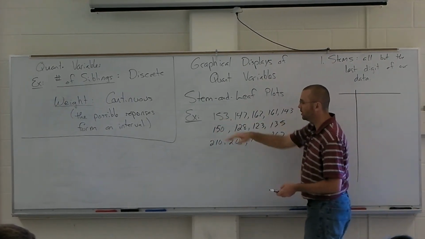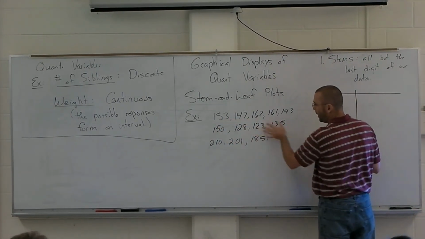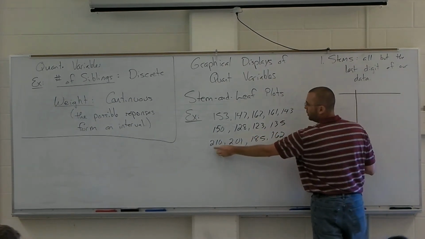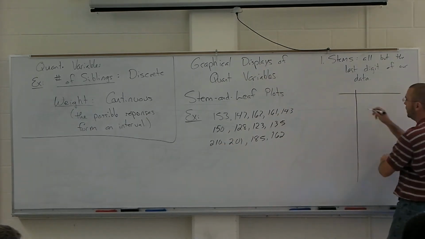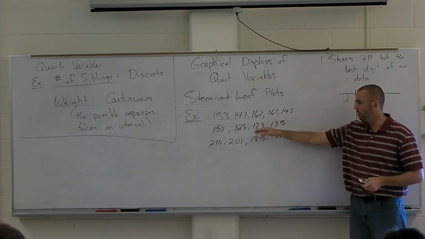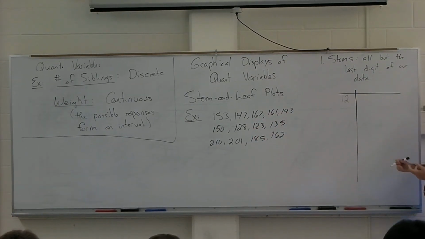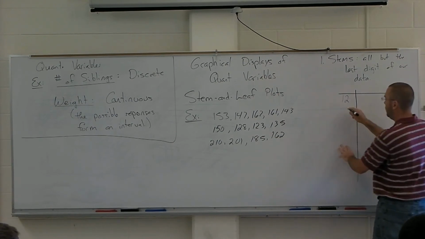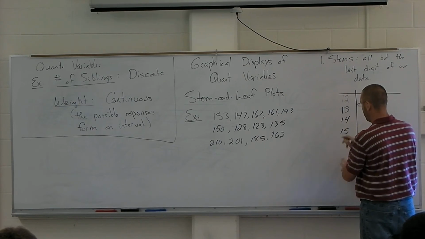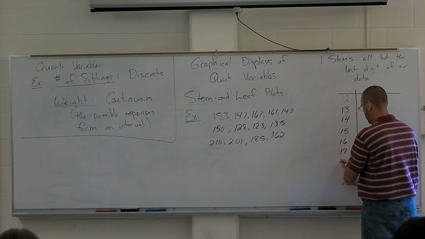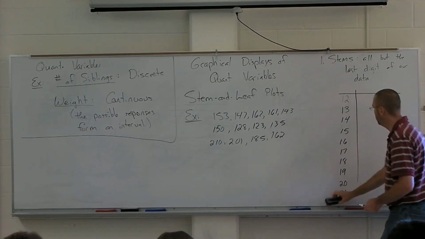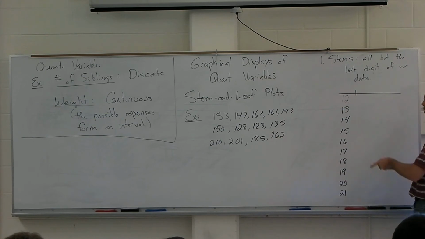I'm not going to duplicate the same stem. All I'm going to do is write out all of the stem values, starting with the smallest one and going all the way up to our largest one. So in this case, I'm going to start at 12 because that is my smallest stem. There's nothing in my list less than 123. So 12 is my first stem. And then I'm just going to increase by 1 all the way up to my final stem value, which is 21.